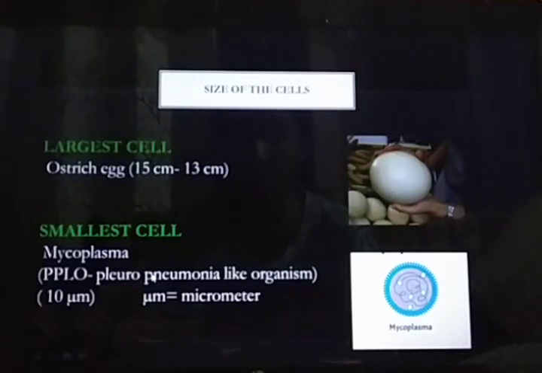Then when we are talking about the smallest cell, that smallest cell is a bacterium, from a genus of bacteria called Mycoplasma. Mycoplasma is a genus, and in that, the particular bacterium that is the smallest is PPLO. PPLO means pleuropneumonia-like organism. It is 10 micrometers. Why are we taking micrometers? Because that bacterium cannot be seen with the naked eye, so it cannot be measured in meters or centimeters. So a smaller measuring unit, the micrometer, is used.